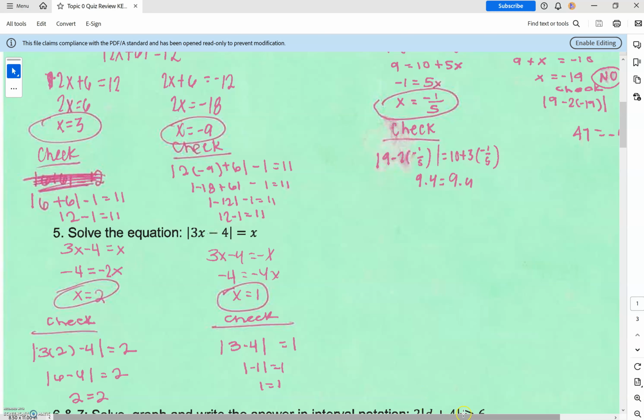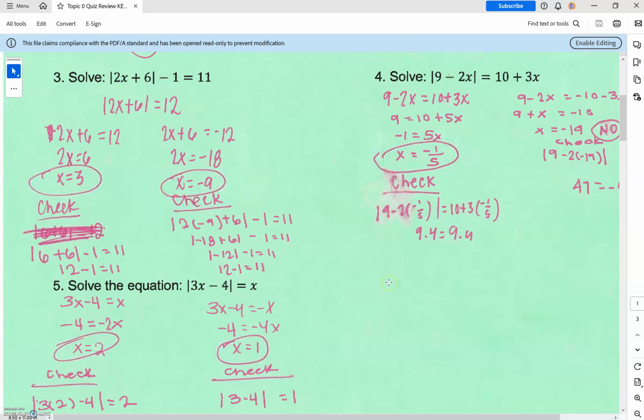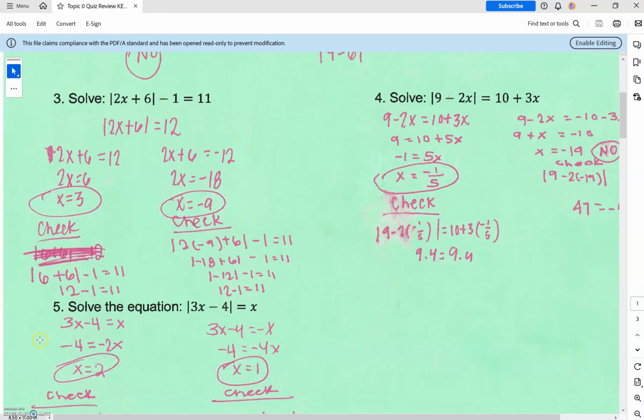It's different than inequalities because in equations we always have to check our answers. With equations, you're either going to have 2 solutions that work, or you could have 1 solution with an extraneous one, or you could get really crazy and have 2 extraneous, but I don't think we've seen that yet. So that is solving absolute value equations.